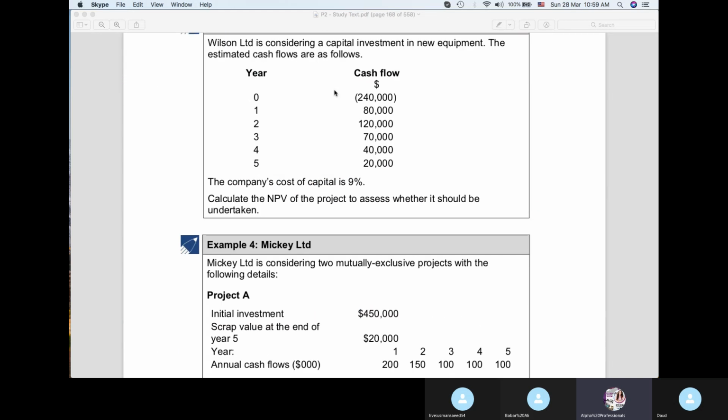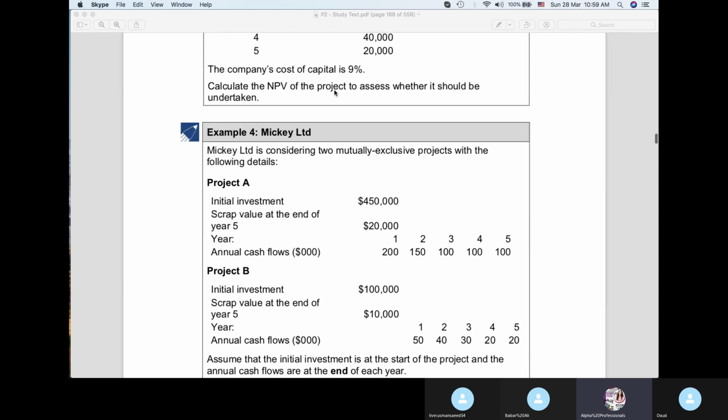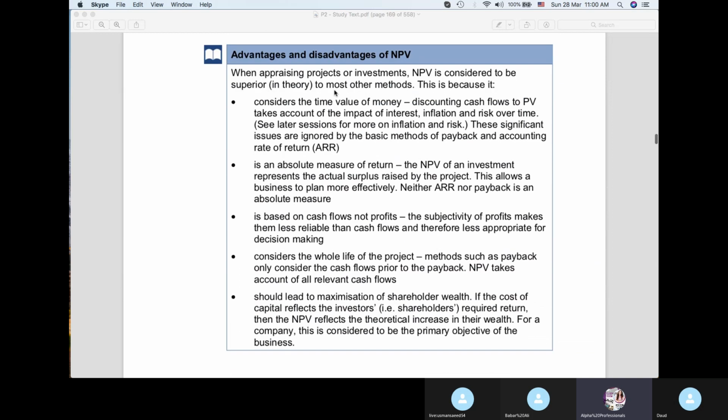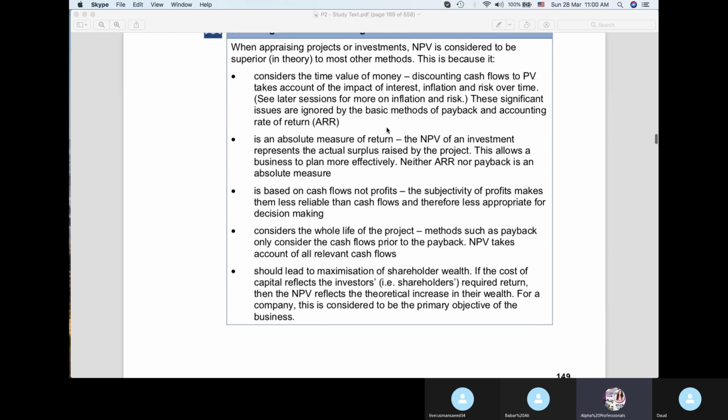Investment is taken as zero, incurring at the zero period, like at the start of the period. Then advantages and disadvantages. NPV considers the time value of money, whereas the payback period and accounting rate of return don't take into account the time value of money.